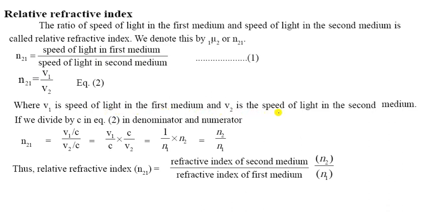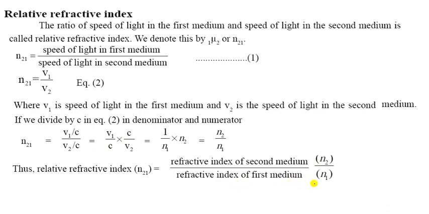As you observed, 2.25 into 10 raised to the power 8 meter per second is the speed in water. The refractive index of water is 1.33, or you can say 4 by 3 also. Remember, the density of water is always 1. And ice has a refractive index of 1.31, and its density is 0.92.